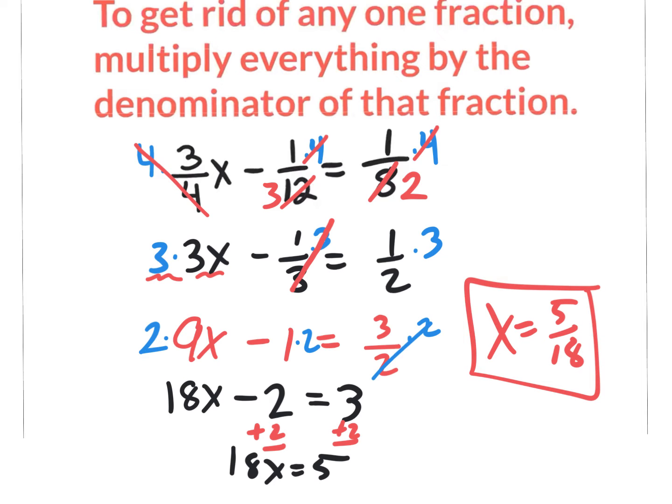But what I really wanted to show you is how to get rid of fractions by multiplying everything by the denominator of the fraction that you want to get rid of. And in this example, I got rid of one fraction at a time. Okay? I got rid of the 3/4 first.